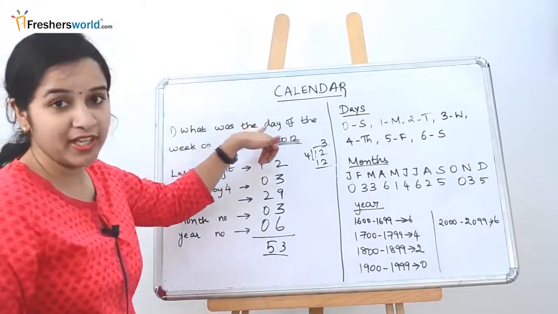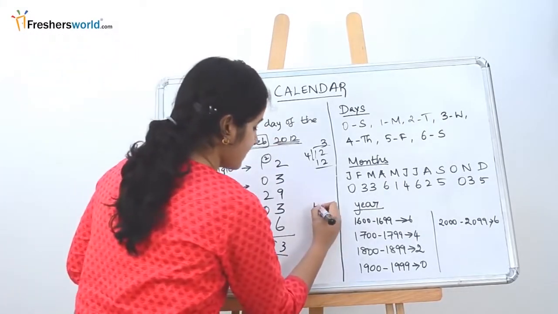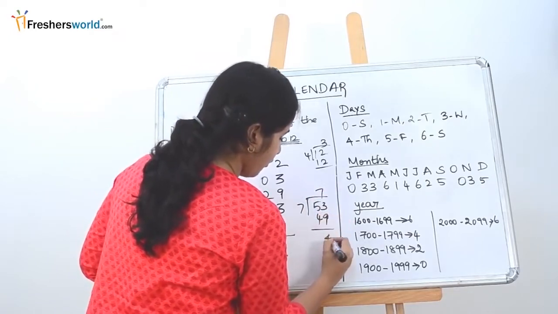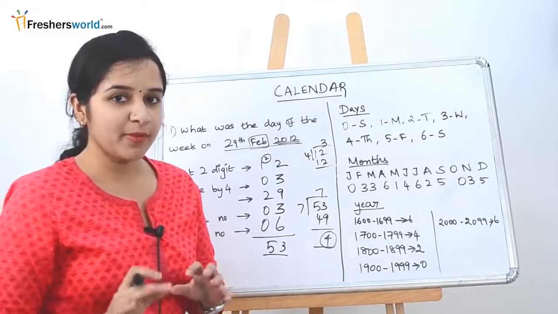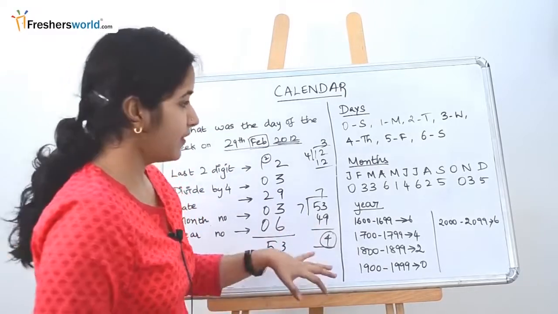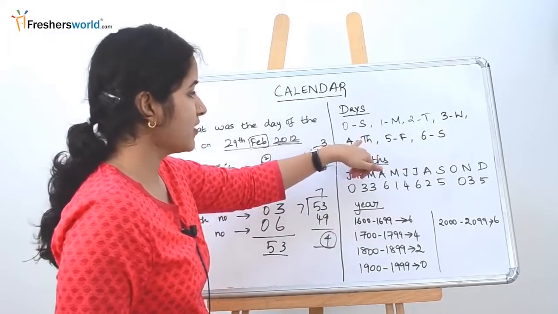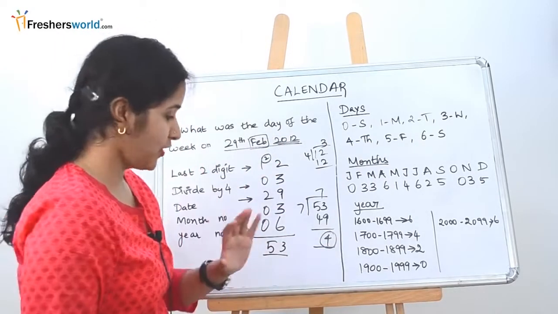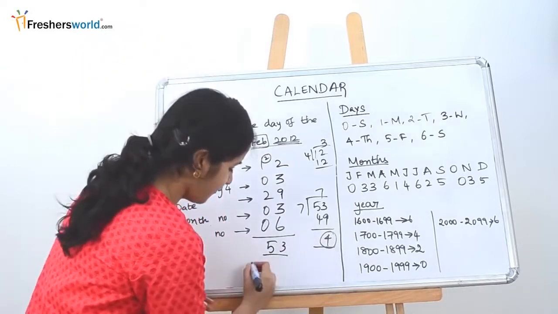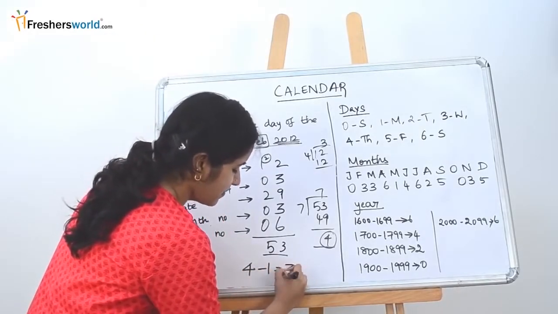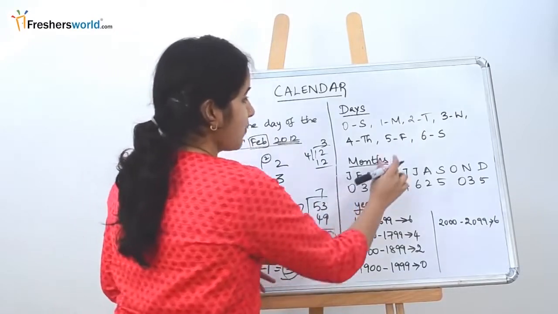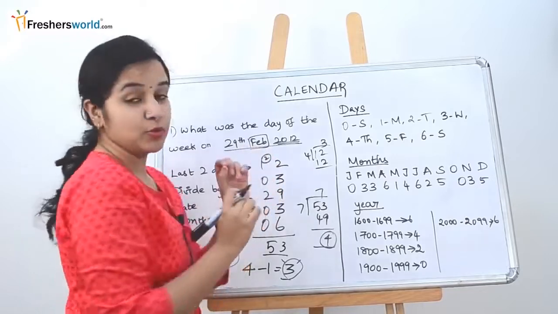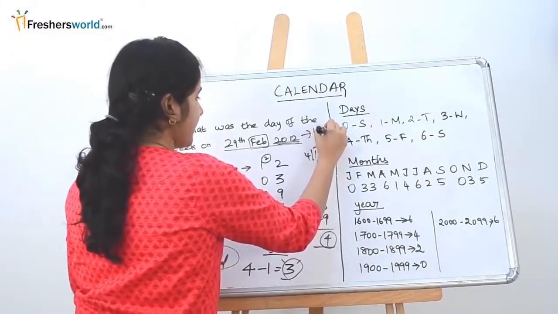What is the last step? As we know, they have asked for the day, so we divide 53 by 7. 7 sevens are 49, so the remainder is 4. Generally for a normal year, we take 4 and find the corresponding number, so 4 is Thursday. But here the catch is they've asked for a leap year, so we take 4 and subtract 1, which is 3. 3 corresponds to Wednesday. So 29th Feb 2012 falls on a Wednesday.